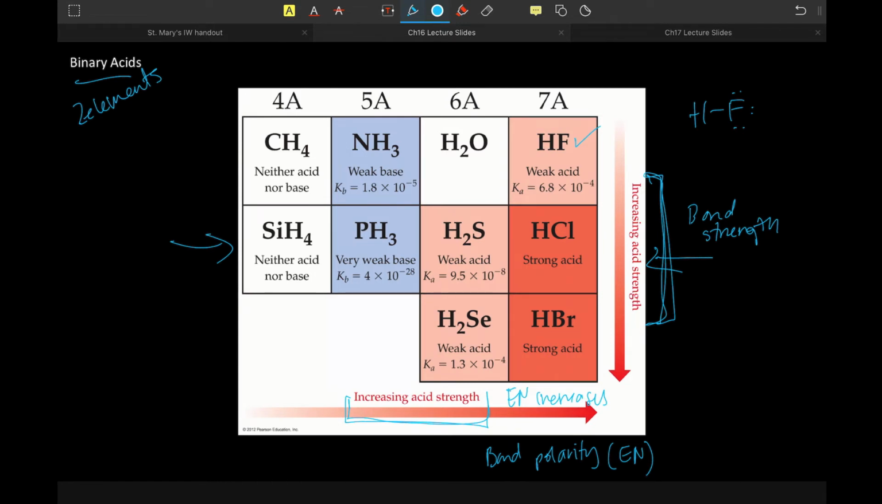So really to analyze a binary acid, we're just going to take a gander at the periodic table and see are they in the same group or the same period, if they're binary acids anyway, and then make that distinction.